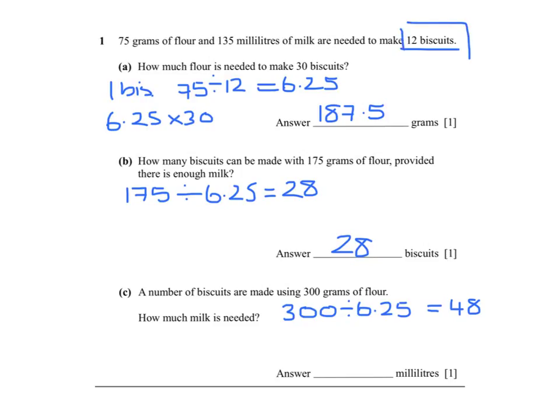So the amount of milk I need is 135 times 4. And that tells me that I need 540 millilitres.